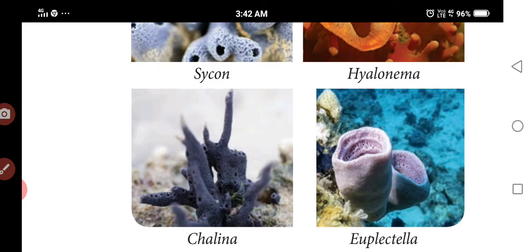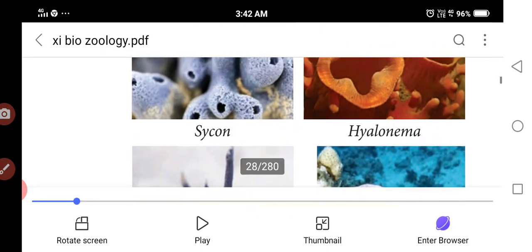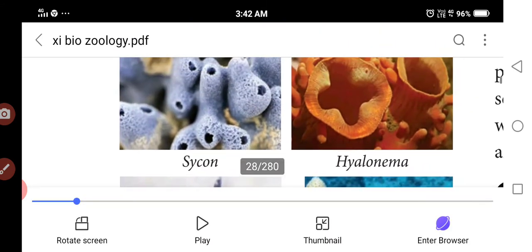The body is supported by calcium, calcareous and silica. The body is made up of calcium and silica, and they are called spongin or both. Nutrition is holozoic, with intracellular digestion followed.